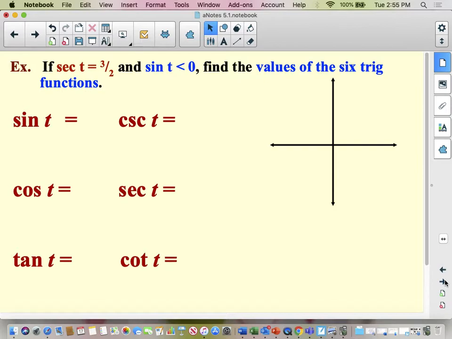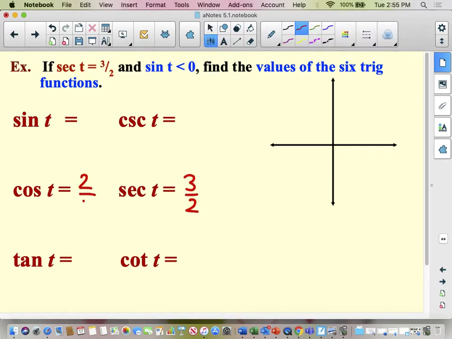All right, why don't you pause this one, give it a shot. So you were given the secant is equal to 3/2. Okay, so I can fill that one in. Secant is 3/2. And right away, if I know the secant, I know the cosine because they are reciprocals. Okay, so that's, again, kind of a nice freebie.